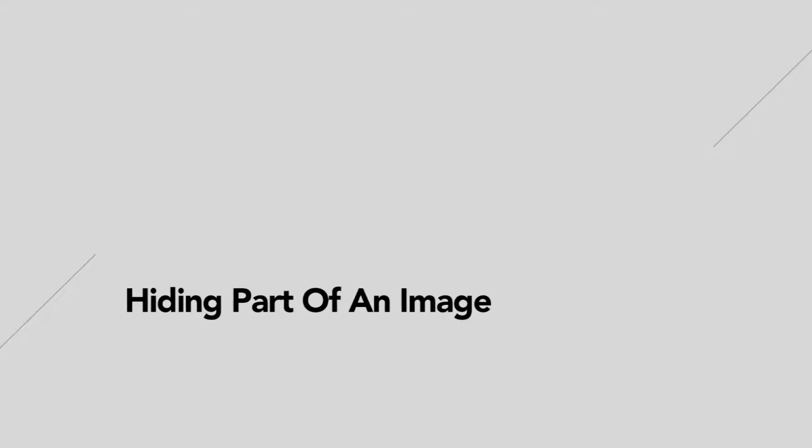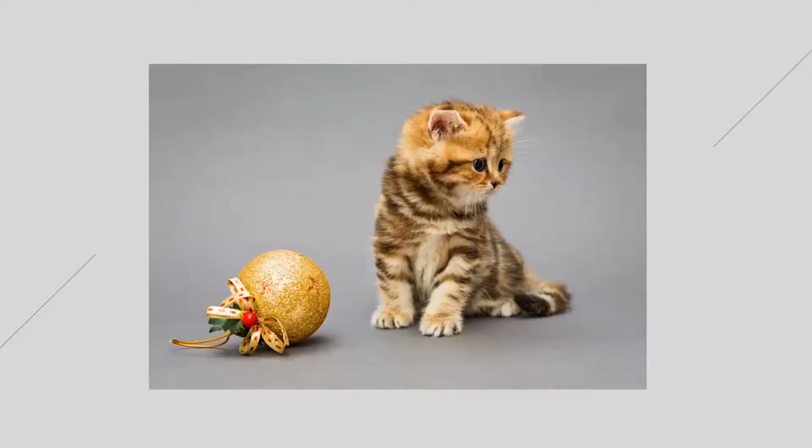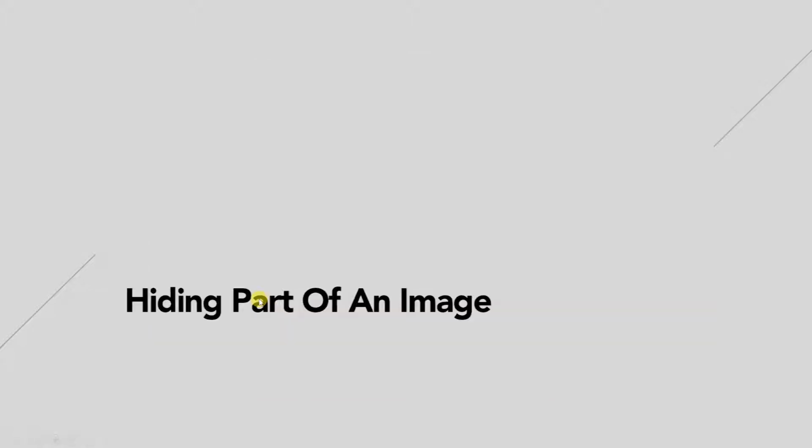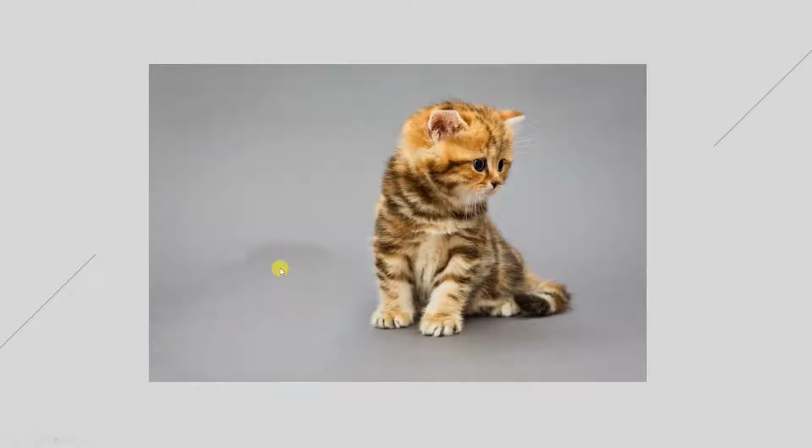One is hiding part of an image. So you use layer masks to hide part of an image. So let's look at this image. For example, in this image, you have a cat and a Christmas ball like that. We can use layer masks to hide the ball here. How? By just hiding that. So we can use layer masks for hiding part of an image. We use layer masks to hide this part of that image.